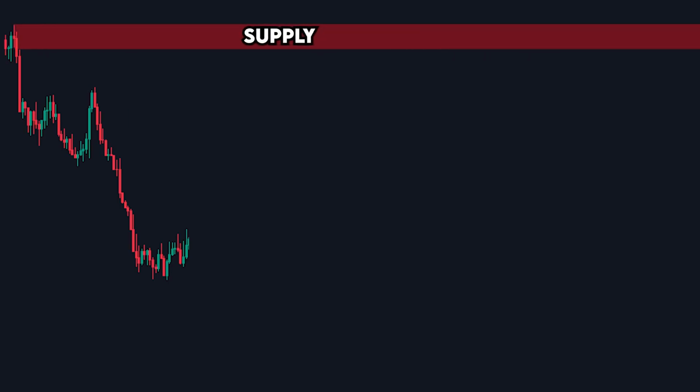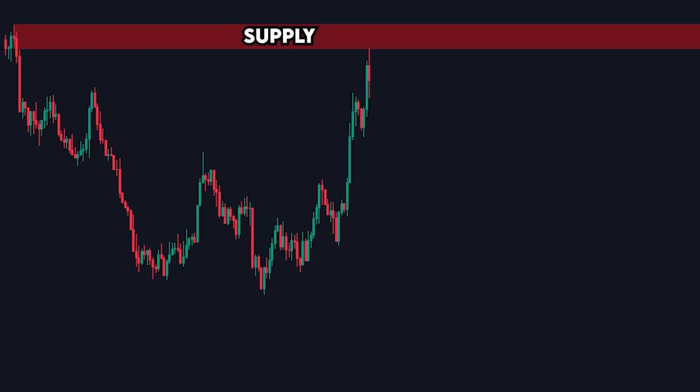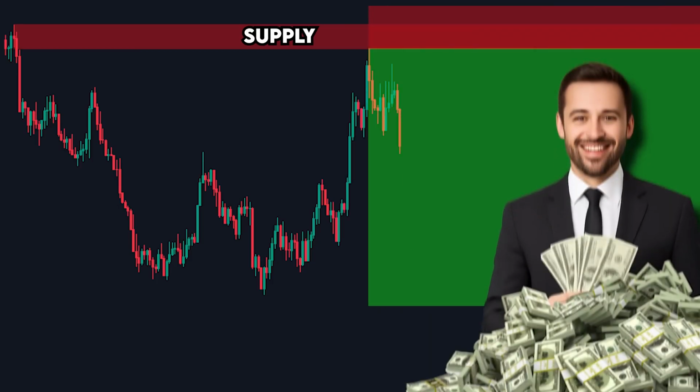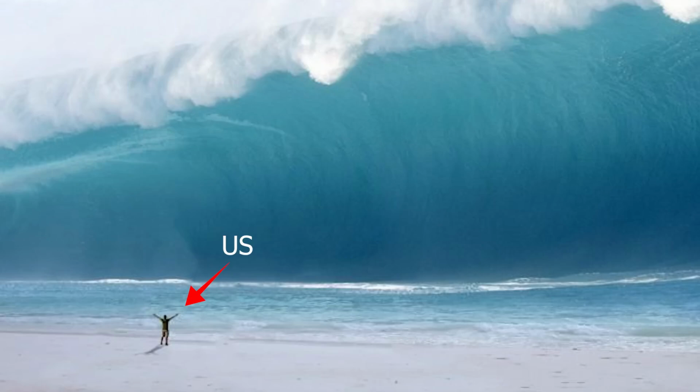It's the exact same thing with supply. Find the start of a strong move downwards, grab your little rectangle tool, mark from the lower wick to the higher wick of the candle that started that move. Wait for price to come back up to the area of supply again, enter a short, proceed to make millions of dollars. But we ran into a major problem.